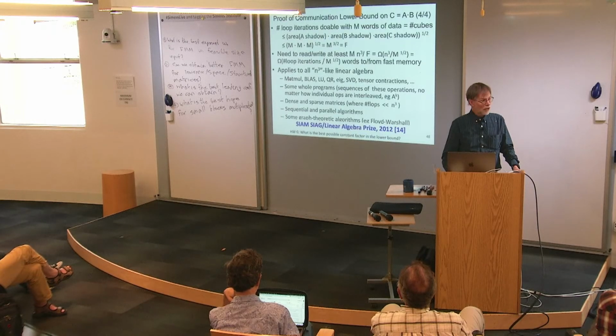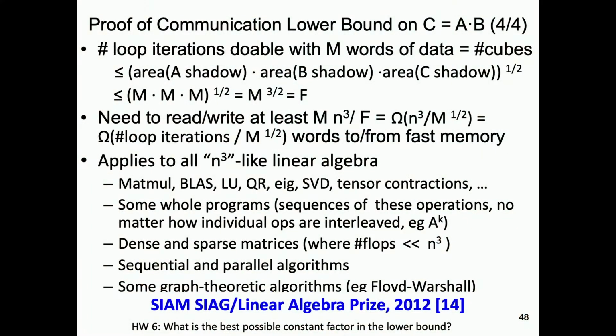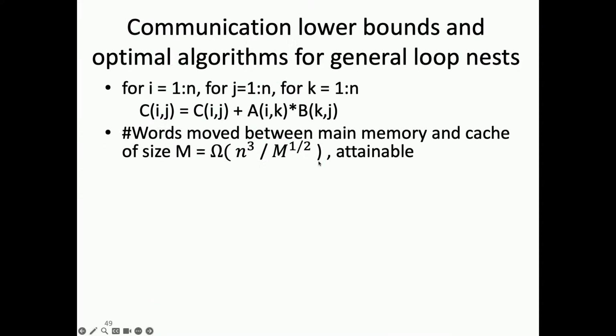What's the best possible constant factor? OK, so how does this generalize to arbitrary code? Let me just write down what I just did. So here was my model. I had three nested loops. I had three arrays, and they had some subscripts. And I got this lower bound. So this is what I want to generalize.